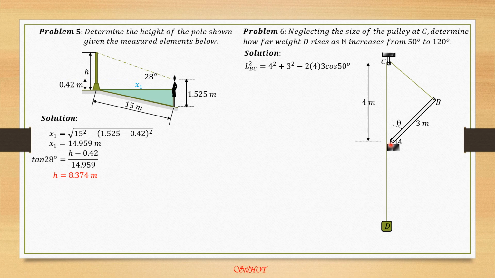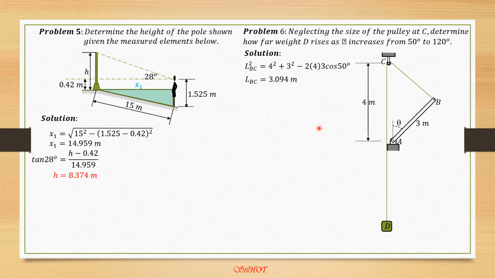So by cosine law, length of BC square equals 4 square plus 3 square minus 2 times 4 times 3 cosine of this angle, which is 50. So length of BC therefore is 3.094 meters.